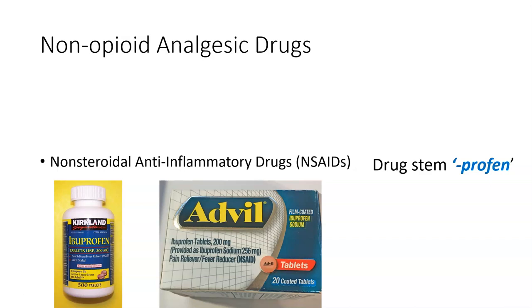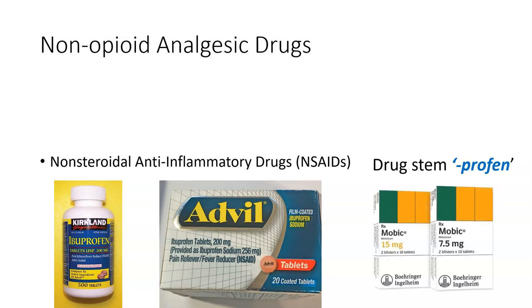Another subcategory of an NSAID is, oops, I'm jumping ahead. Okay. Another type of NSAID is Mobic. This is meloxicam is the generic name. Mobic is the brand name. And this is a pretty effective anti-inflammatory. Patients use this a lot for arthritis.